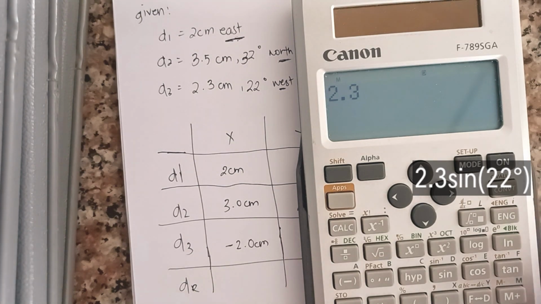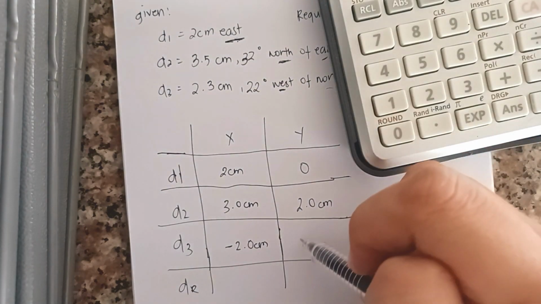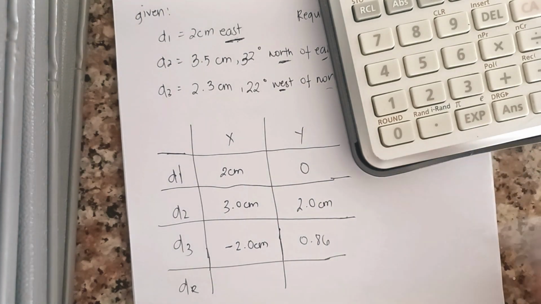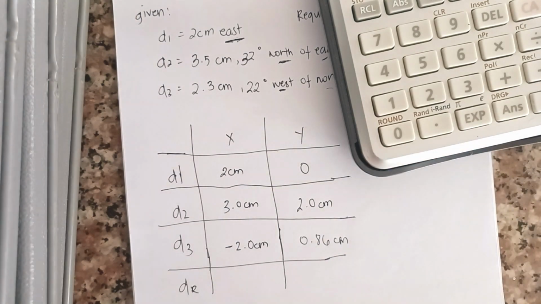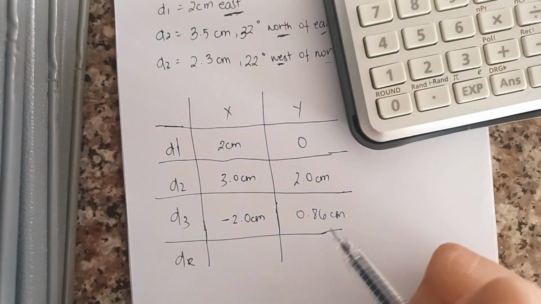2.3. Since along the y, tayo ay sine. Very good. 22 degrees. Tayo ay 0.86 centimeters. Okay? So, ayan na po. Nakuha na natin yan lahat.